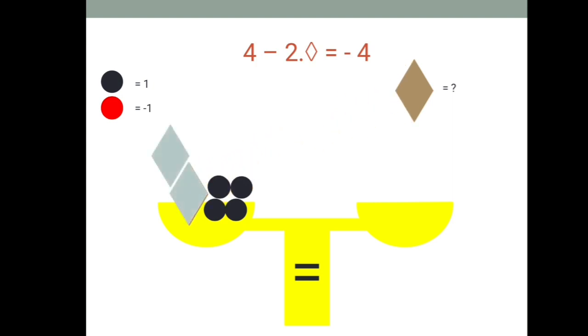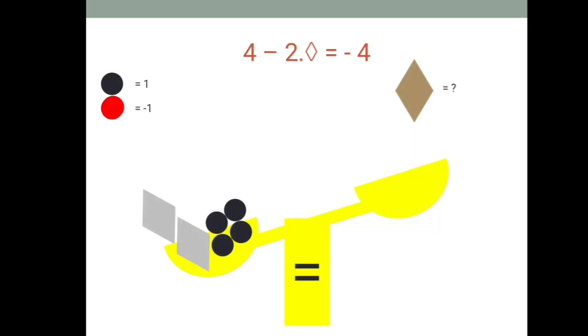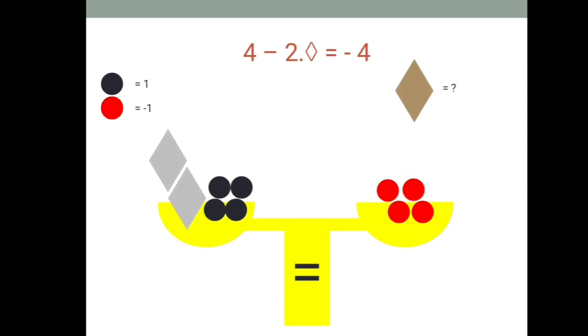This is what I mean. So you must remember that this is the negative rhombus. Okay, next, what happened with the scale? Yes, it became unbalanced. So what to do with adding balls in the right hand side? What balls should be added in the right hand side? Yes, we should put 4 red balls in the right hand side, and the scale returns to normal, like this.